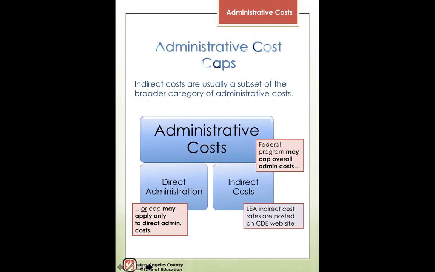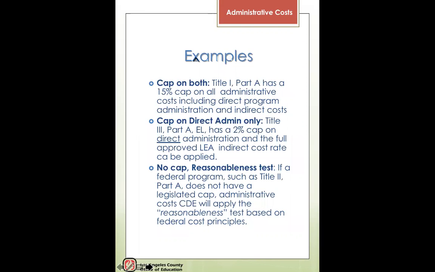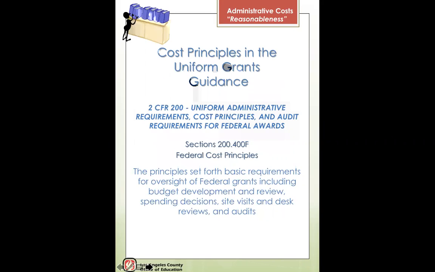Some examples, and we've already talked about Title I, you see 15% on both, and Title III EL has a cap of 2% on direct administration only. And then you have some of those, like Title II, that have no cap. And so in that case, CDE uses what they call the reasonableness principle. And that comes on the next slide out of the Uniform Grants Guidance.